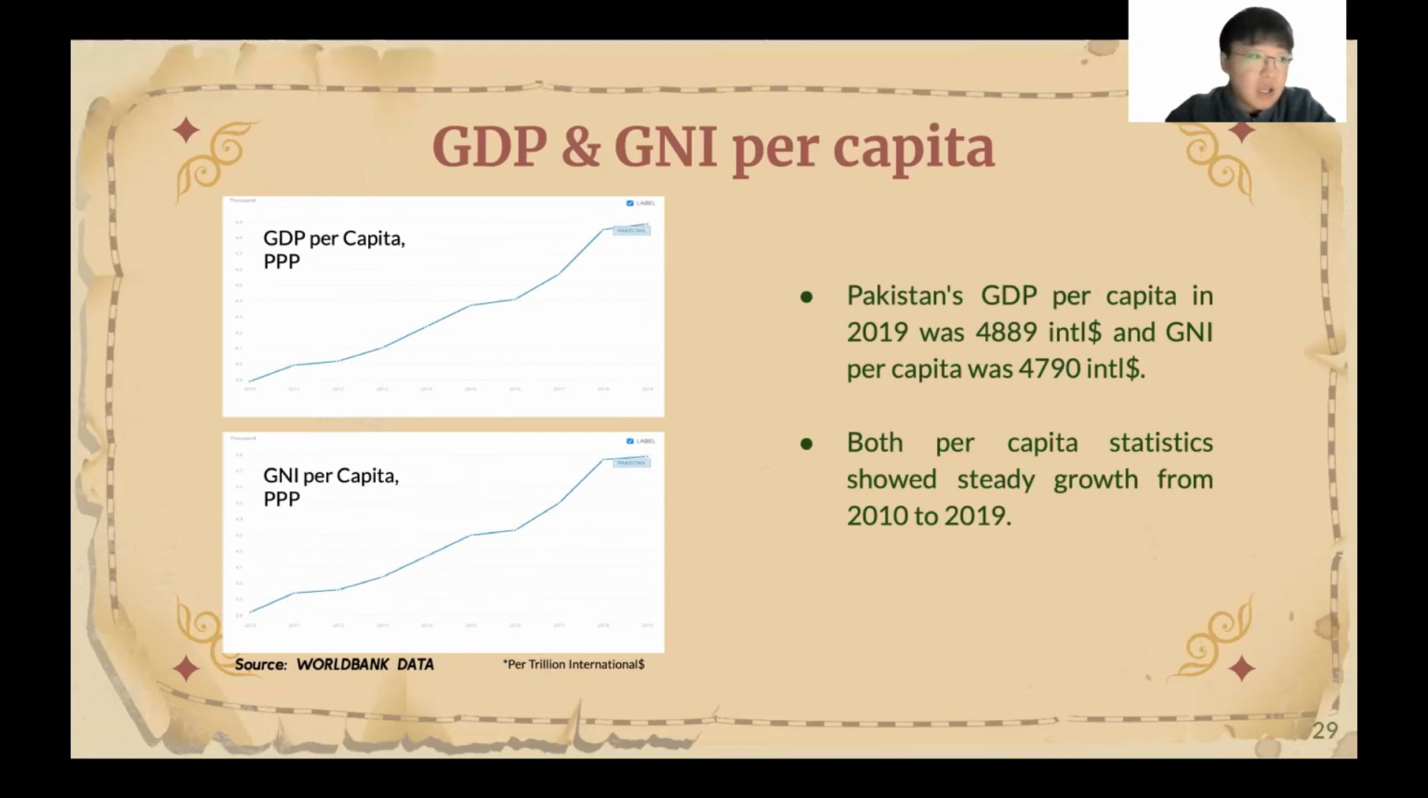But from 2018 to 2019, due to the mismanagement by the PTI government and bad decisions in trade, the growing speed has slowed down a lot.